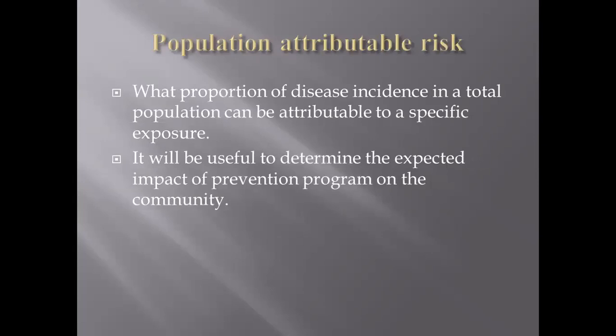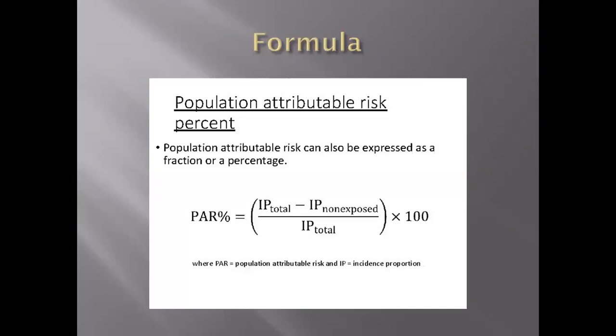Now, the population attributable risk. What proportion of a disease incidence in a population can be attributed to a specific exposure? It will be useful to determine the expected impact of a prevention program on the community. So this is the formula for the population attributable risk. It can also be expressed as a fraction or a percentage. So the population attributable risk is equal to the incidence in the total population minus the incidence in the non-exposed population, divided by the incidence in the total population, multiplied by 100.